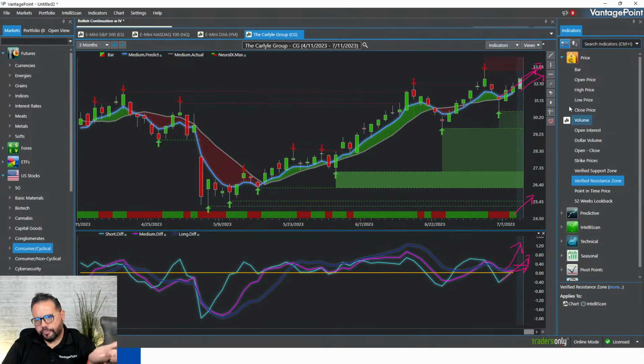All right, so we see support and resistance, and what I'm looking at is I want to make sure that there is some room between the next resistance level and the close price and the predicted price. I've got that room, so there is still some bullish expectation or some bullish room left on CG.